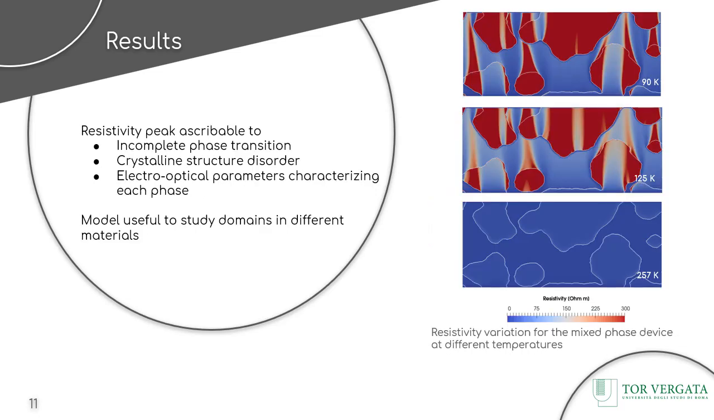This study elucidates that the resistivity peak is ascribable to the incomplete phase transition, leading to a huge crystalline structure disorder. In fact, the proposed electro-optical parameterization as well as the interpolation function were crucial to explain this perovskite's peculiar behavior. Here, we can see how resistivity varies approaching the peak temperature, as deep red increases, indicating a higher resistivity. The automatic generation of domains inside a device could be useful to shed light on different material properties.